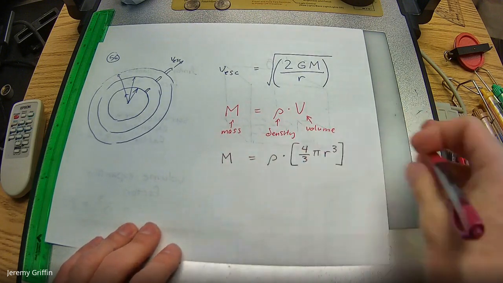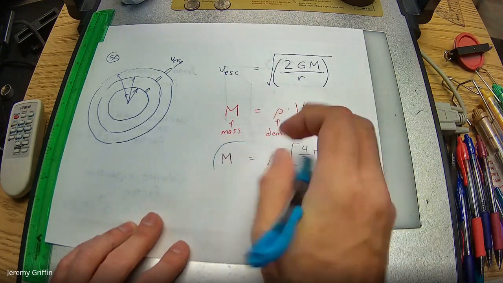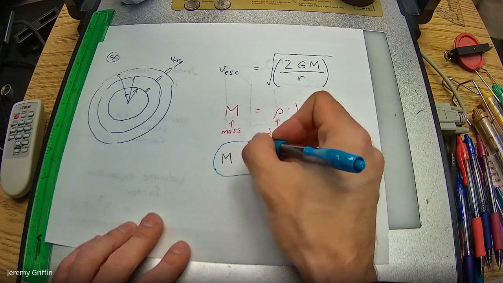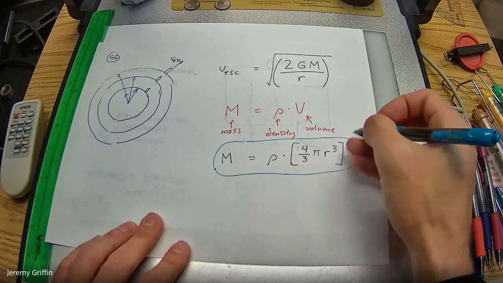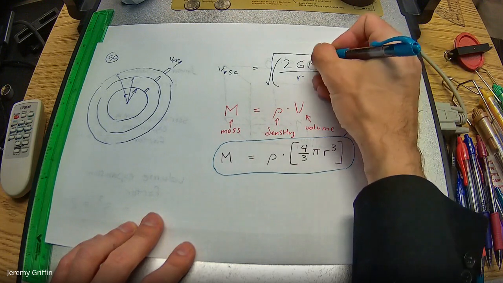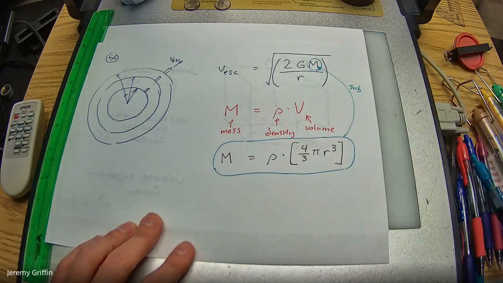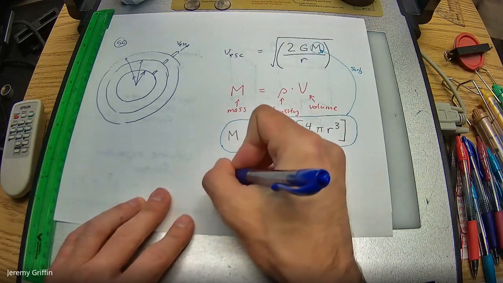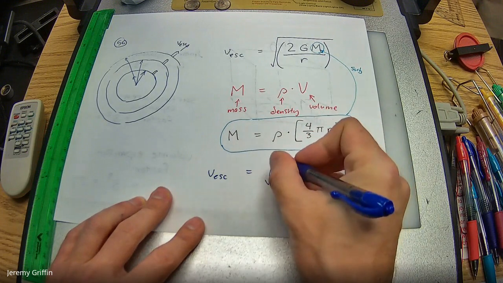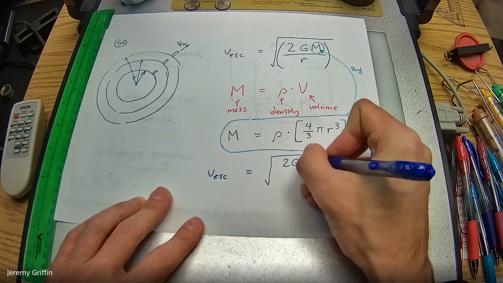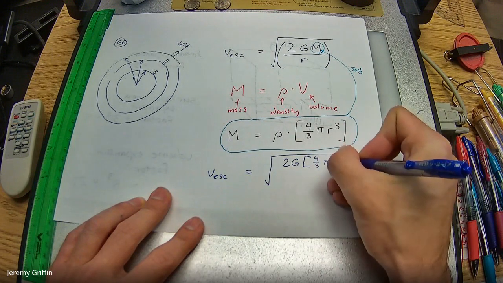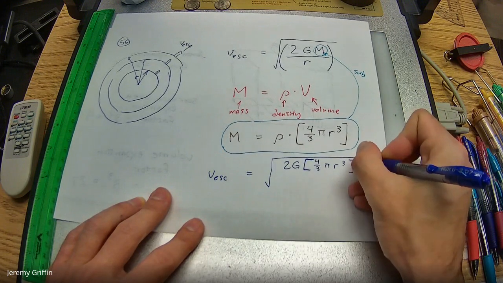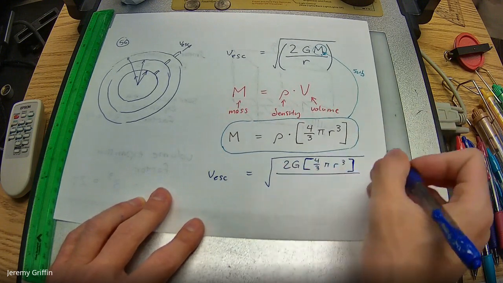So what I can do is take this whole expression right here, the mass of the planet in terms of some uniform density, like it's all some space dirt, and multiply by its volume, which is this expression in terms of its radius. I can just substitute that right in there. Let's see where we're going with this. So escape speed is equal to the square root of 2G times 4/3 pi r cubed, and this is all divided by r.